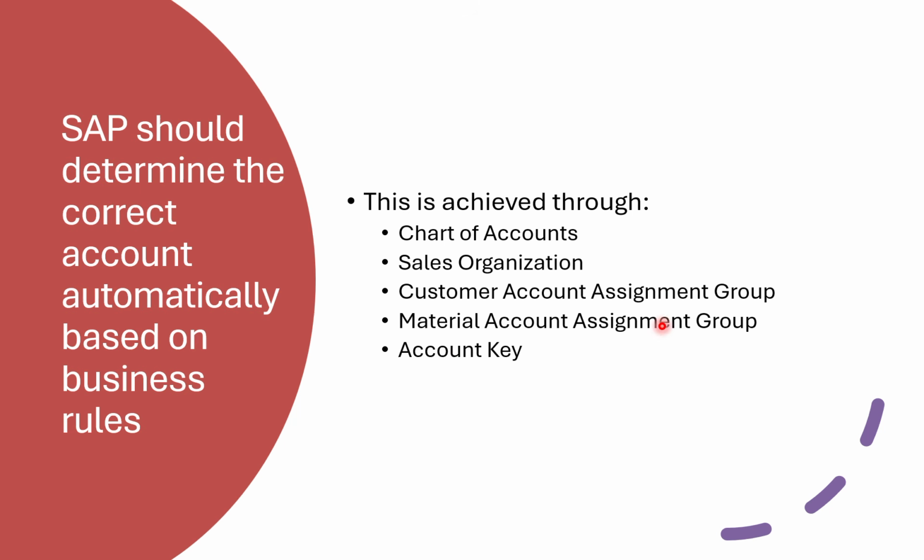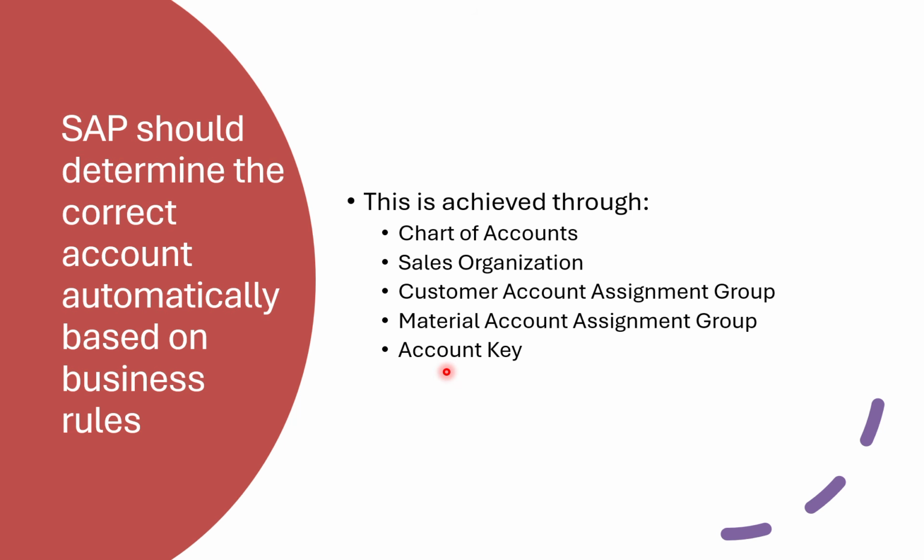And the material account assignment group. In the material account assignment group, we have different kinds of account assignment groups for different kinds of material: service material, spare parts, finished goods, trading goods, like that. And the account key. Based on the account key only, we will hit the relevant GL. The account key you will maintain in the pricing procedure. Different kinds of accounts will have different kinds of account keys.